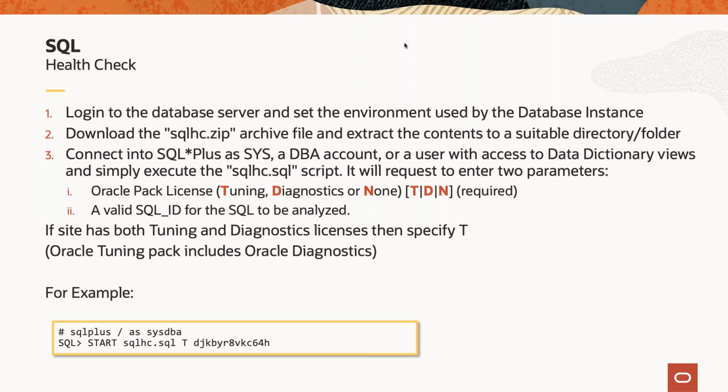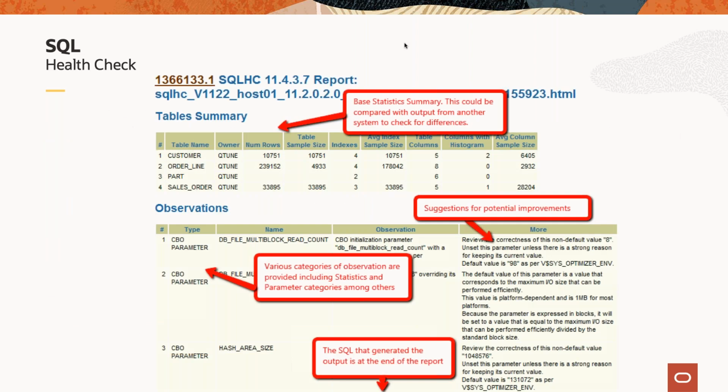Once you do that, it goes through that and automatically applies and gives you recommendations of what you can do for this particular SQL, based on the base statistics, based on potential for improvement, and what are the various parameters you can change, and also the SQL that's generated as the output at the back of the report. All this information is present in this output. This is called SQL health check.